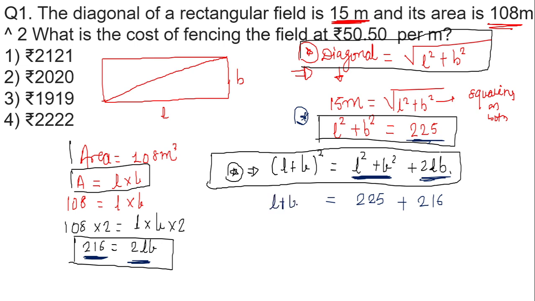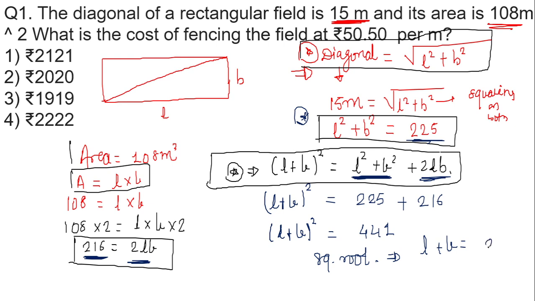The remaining formula as it is, L plus B the whole square is equal to 225 plus 216. This will give me 441. Taking square root on LHS as well as RHS, I'll get L plus B is equal to 21. Got it? I hope you have got what I have explained over here.